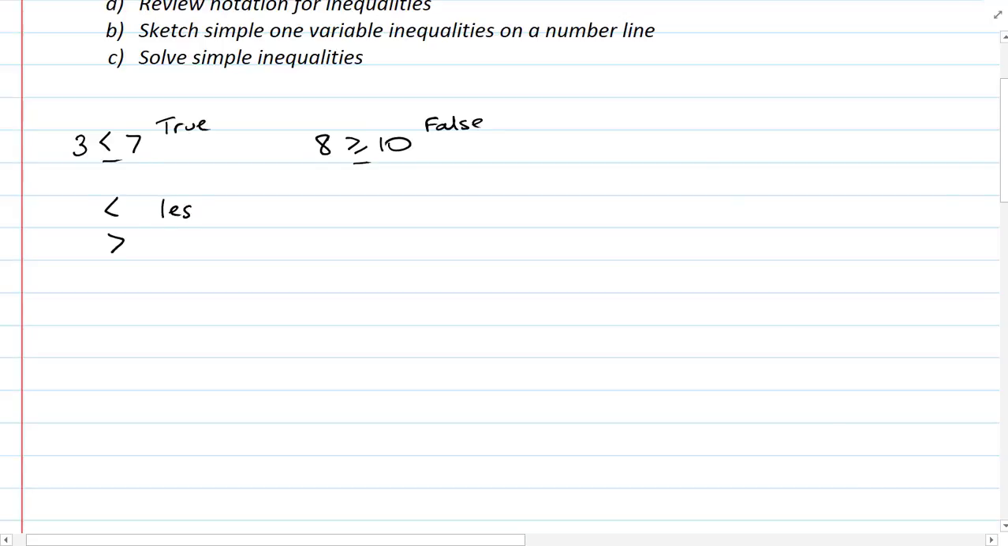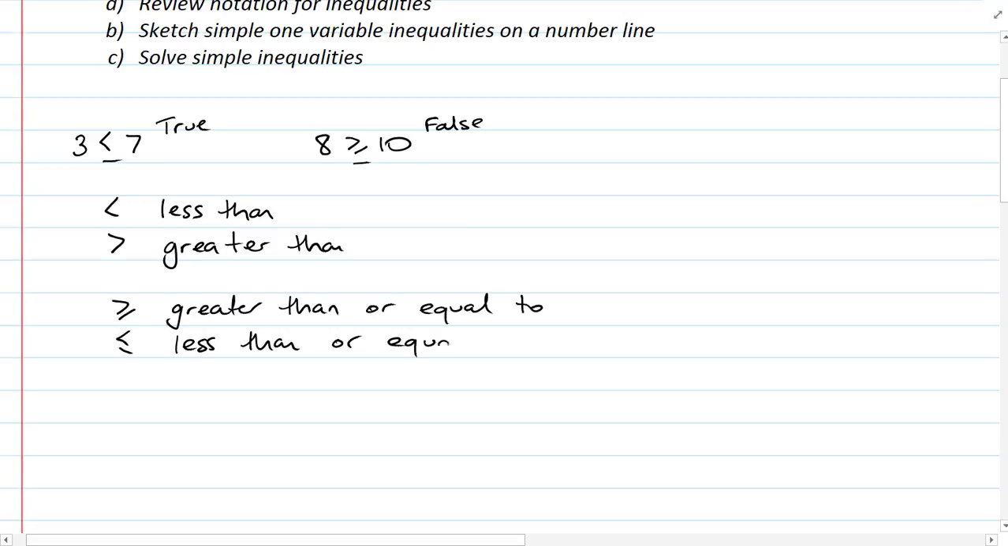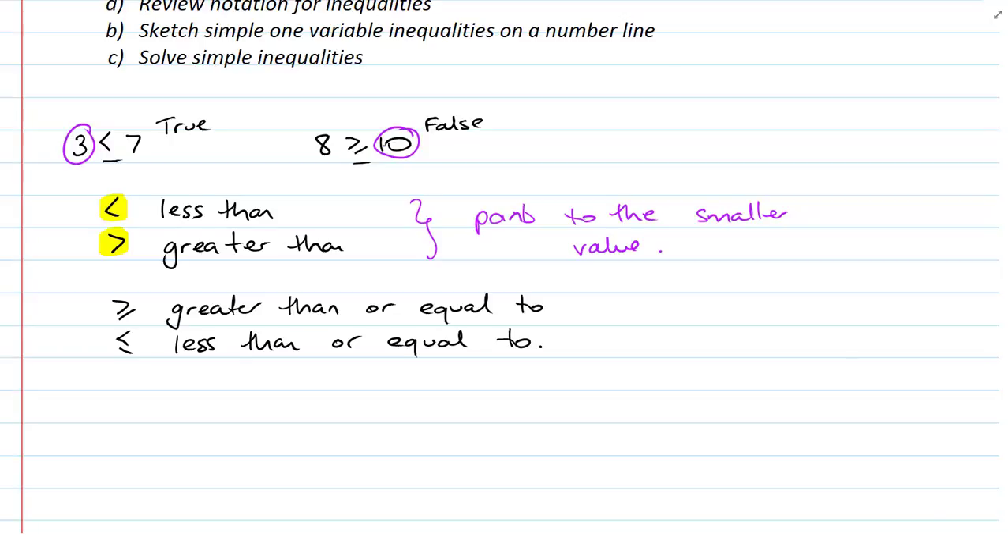So first of all, we have less than or greater than. And of course we have the greater than or equal to, or less than or equal to. So that's the notation. The way I like to remember it is that if you're dealing with these inequalities, sometimes you forget what the two sides mean. In all cases, the inequality points to the smaller value. So for example, 3 is smaller than 7 is a statement we're making. And over here we're making the statement that 10 is smaller than 8, or that 8 is greater than 10.